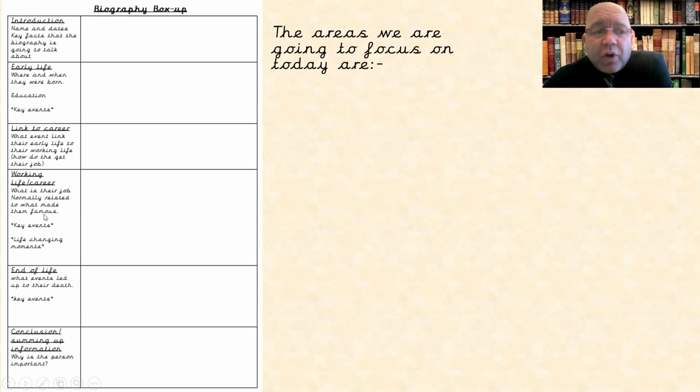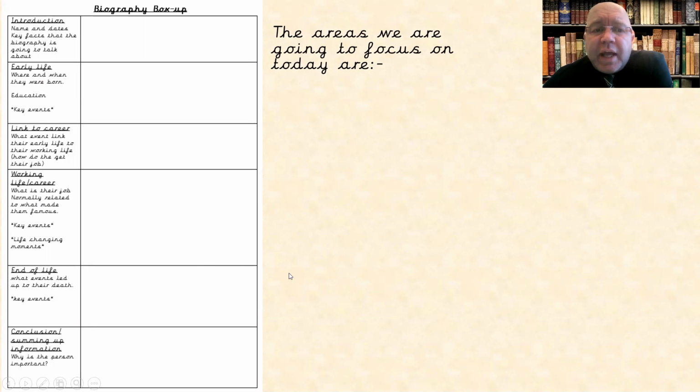Their work, life and career, so what they actually did. Was that the reason they were famous? Well, no. Or was the reason they were famous something they did on the side as a hobby? During that, any key events or life-changing moments? Then we get to the end of life part of our biography. So what events led to this person's death, the key events around that time. And then the conclusion, the summing up. This is the chance to put in any extra information that didn't really fit into the other paragraphs.